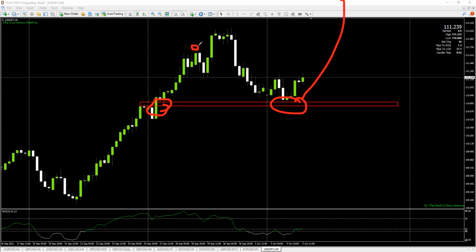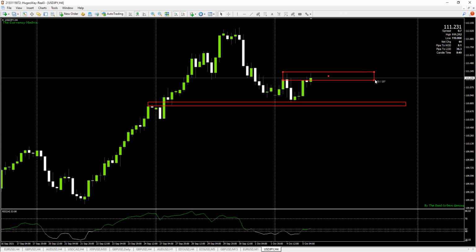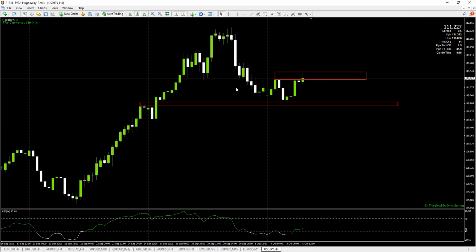Here's another 0. 1, 2, 1, 2. Here's a 0. 1, 2, 1, 2. Here's another 0. 1, 2, 1, 2. Here's the 0. At this 0, supportive. Here's a 0. 1, 2, 1, 2. Now, this particular 0 would be resistance. And as you can see, the current candle is pushing through 0. This is the 4-hour chart, so this is pushing up.